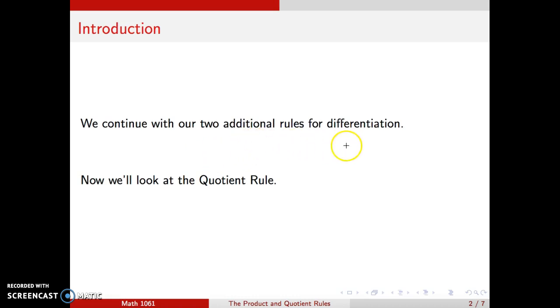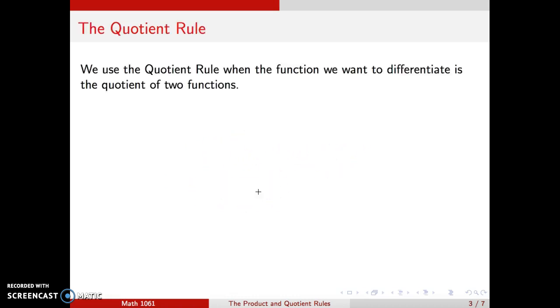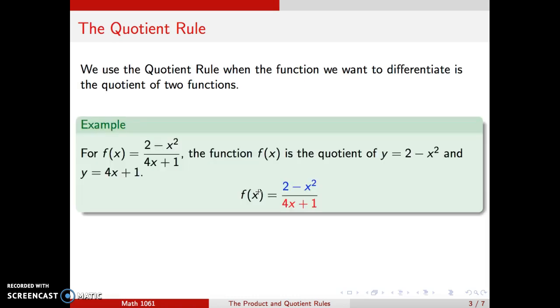So continuing our two additional rules, like I said before, we had the product rule. Now we've got the quotient rule. So we use the quotient rule when the function we want to differentiate is the quotient of two functions. Again, just think divide. So something maybe looks like this. We've got a perfectly reasonable function on its own, but we can view it in terms of smaller functions making it up: this quadratic function divided by that linear one. So that's what we're saying here.